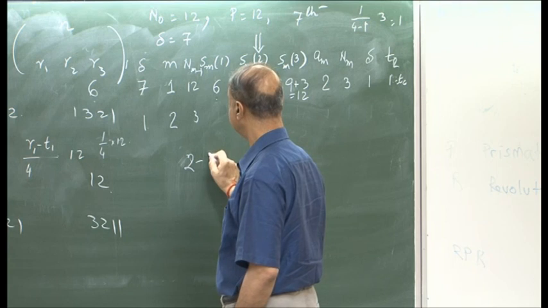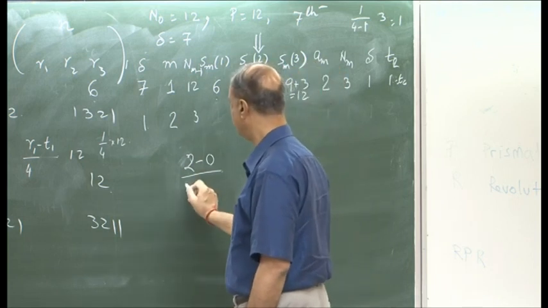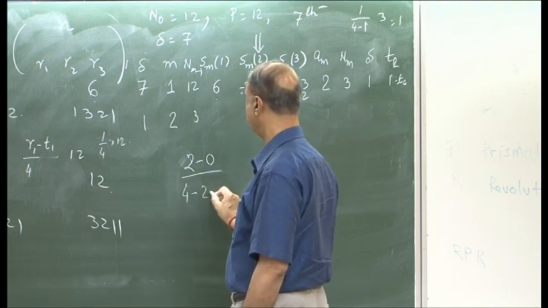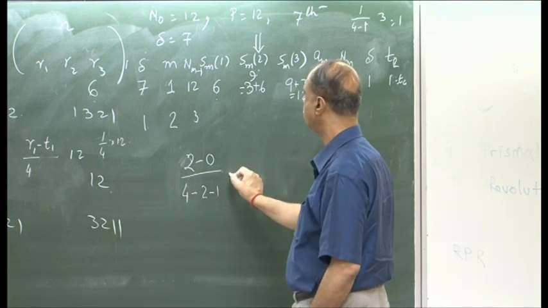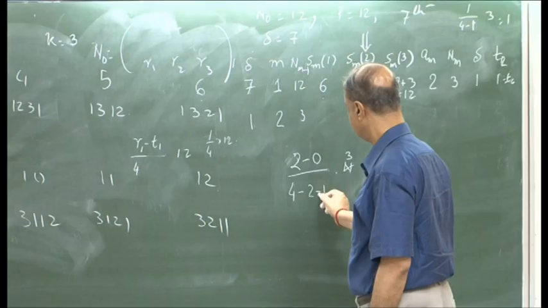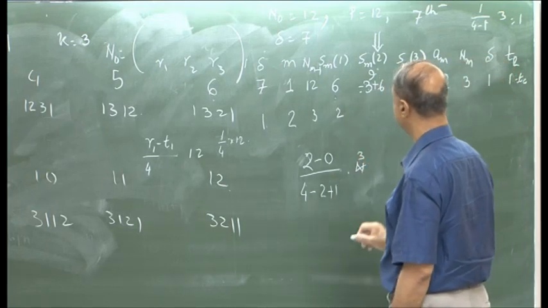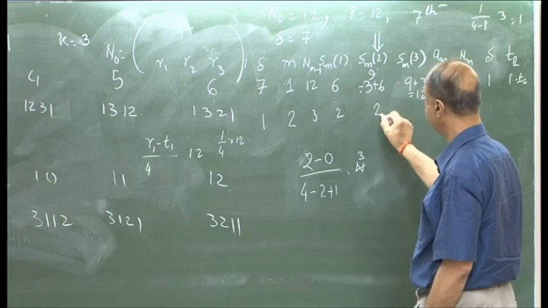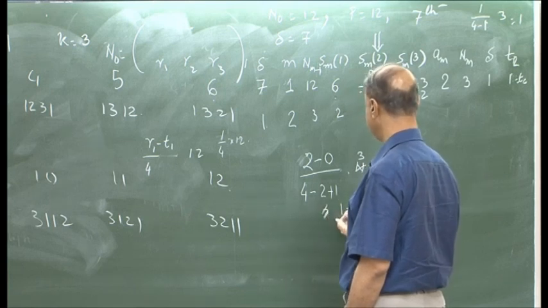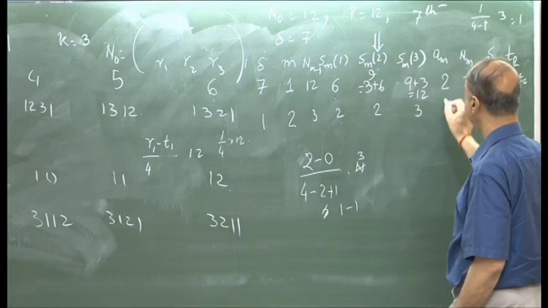R1 is 2 minus 0. N is 4. M is 2 minus 1 into NM. NM minus 1 is 3. Then this is coming this. So this is 2. And this will become 2 again, because R2 is 1, 1 minus 1, so it is 0. So R2 plus this is 0, and this will become 3.